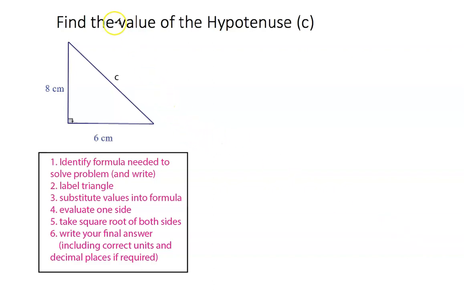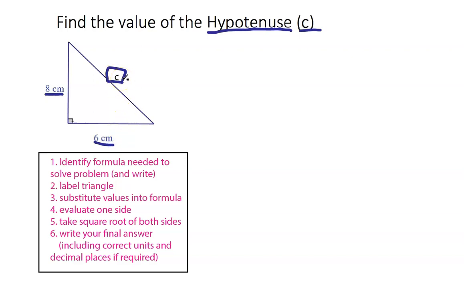So we are going to find the value of the hypotenuse. We've been asked to find the value of the hypotenuse. Now before we can do anything else, we need to identify the formula that needs to be used to solve the problem, right? If you see a question that says find the value of the hypotenuse, or C, and you see this little letter C here, and then you're given a right-angled triangle and a length of 8 centimeters there and 6 centimeters there, how are you going to find out what C is?